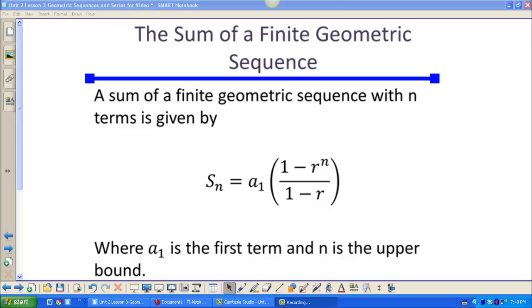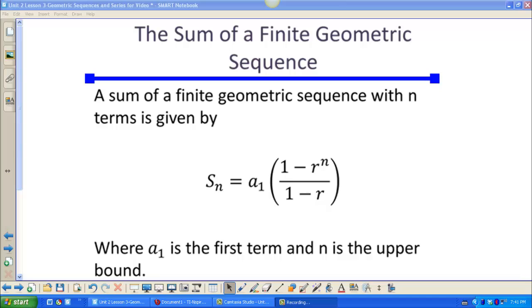So if you remember from arithmetic sequences, we had a formula, n over 2 times the sum of the first term and the last term, that helped us find the sum of a finite arithmetic sequence. Now we're going to talk about the sum of a finite geometric sequence. So hopefully you're finding a parallel between part 1 of arithmetic sequences and part 1 of geometric, and then part 2 of arithmetic sequences and now part 2 of geometric.